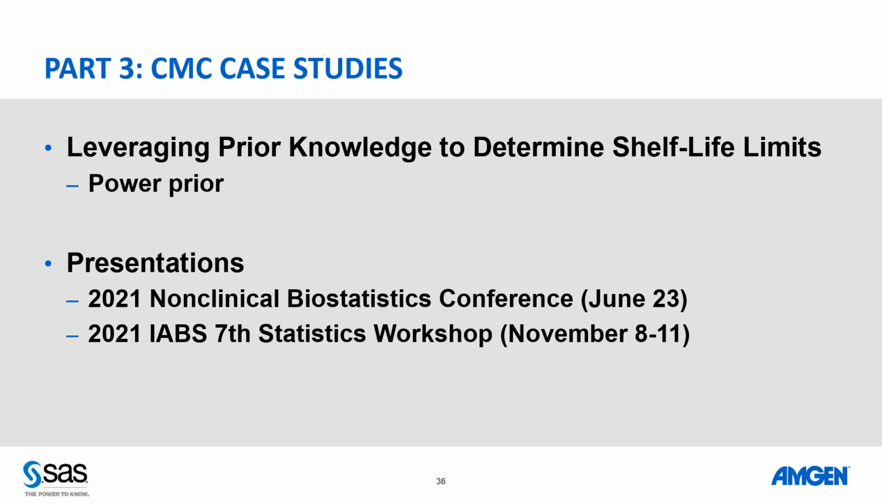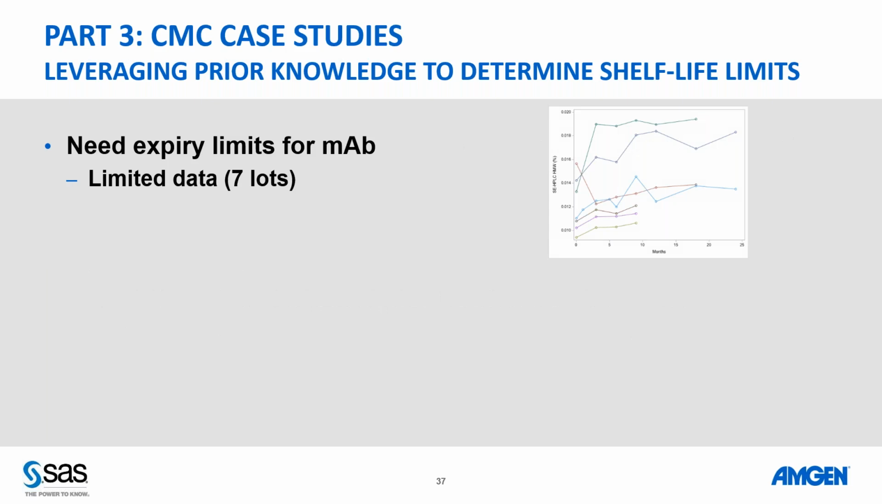So that's possible too. So now we're going to get into this example, one of our favorite examples. So we need some expiry limits for this monoclonal antibody molecule that we have, and we have limited data. We only have 7 lots, and this data is data over time. This is called stability data. For those of you who are not familiar with it, and for those of you who are familiar with it, that's the actual way the data looks.